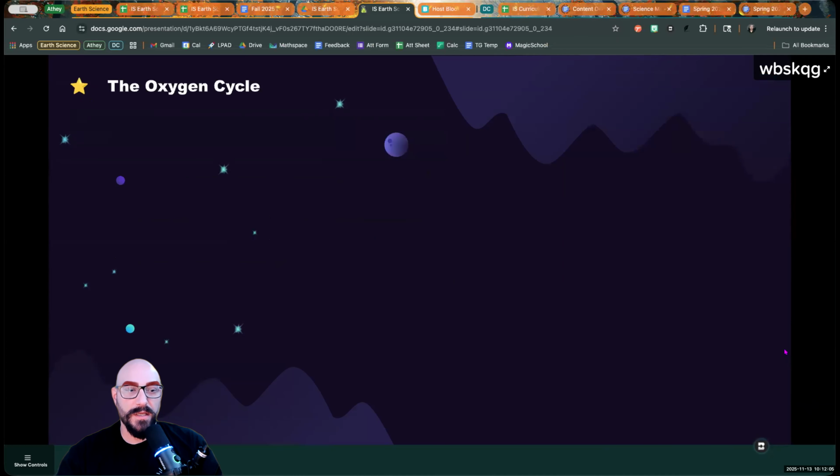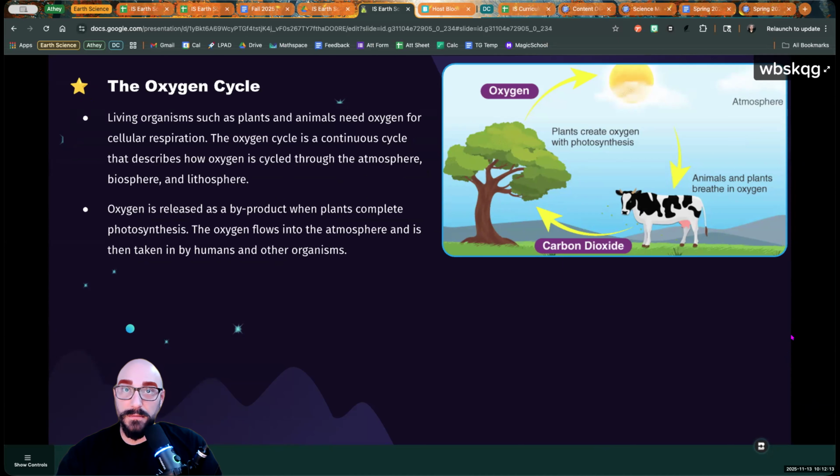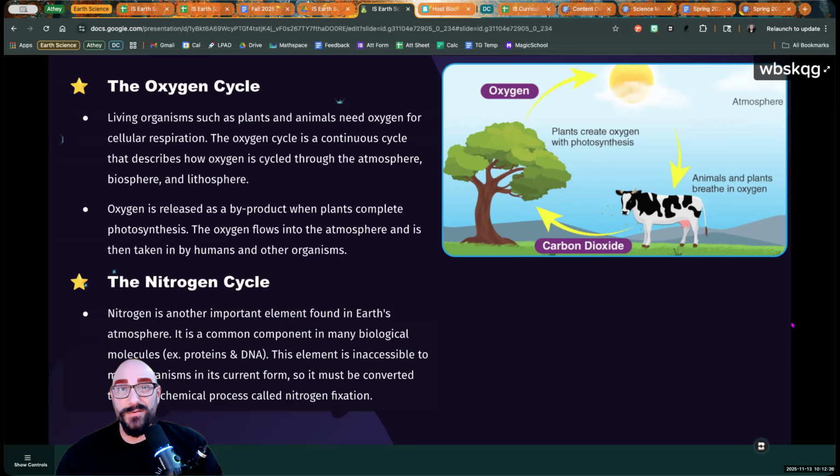Next, we have the oxygen cycle, which we don't always separate out, but same sort of thing, right? It's a byproduct from plants. It's something we need to do metabolism, right, in order to get energy for our cells. There's the nitrogen cycle. Nitrogen is 78% of the air, guys.